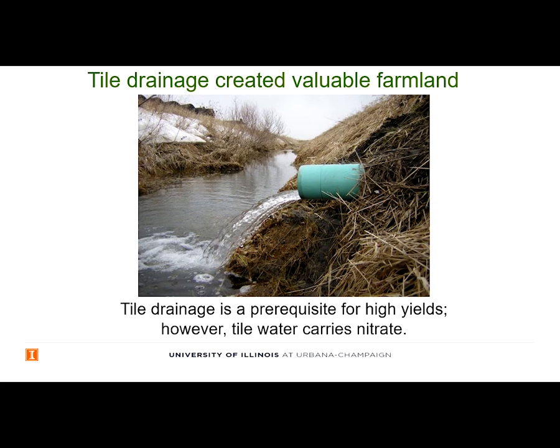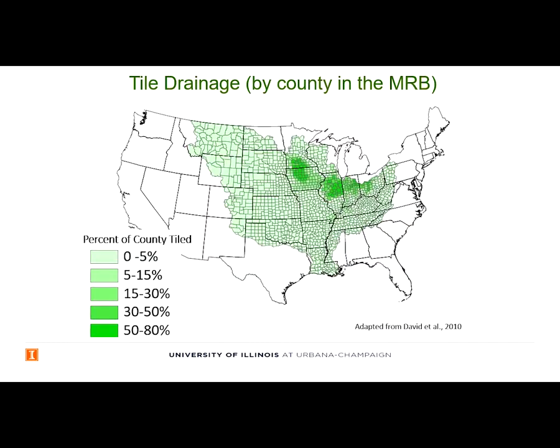Tile drainage is very important to us here in central Illinois, and it's created very valuable farmland. I think of tile drainage as a prerequisite for high yields. Unfortunately, tile drainage has a side effect, and that's that it carries nitrate with it. So we're losing nitrate from our fields, and it's getting into our streams and rivers and being exported out of the state, ultimately to the Gulf of Mexico.